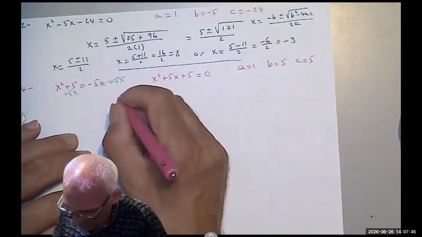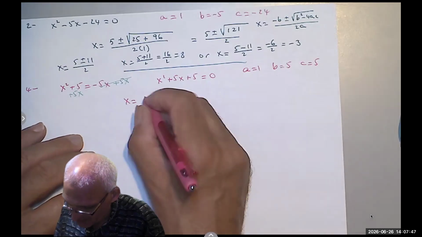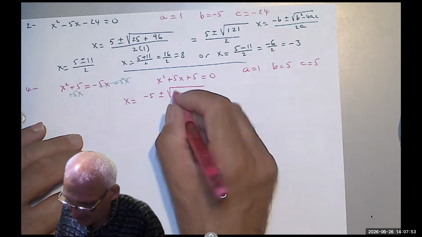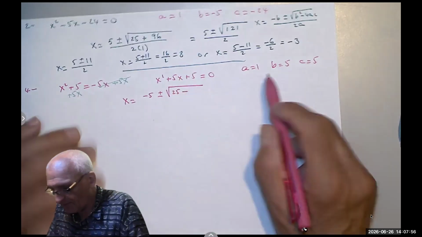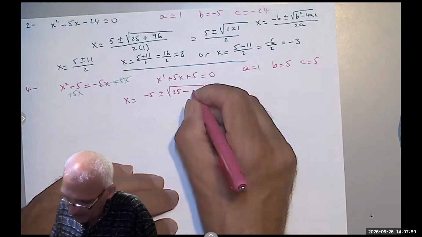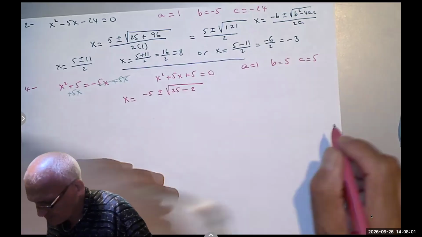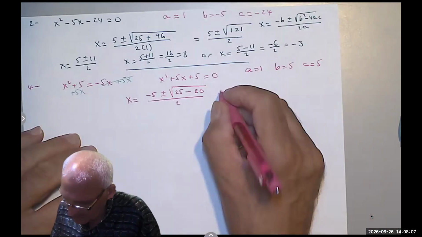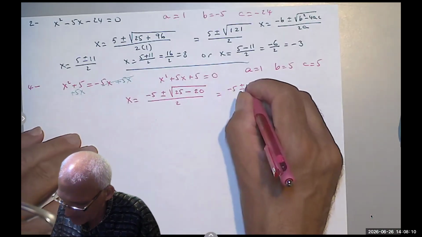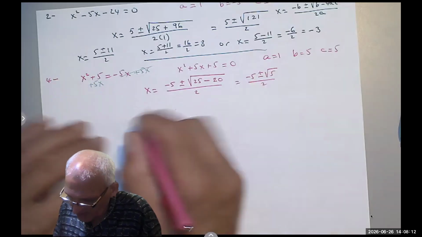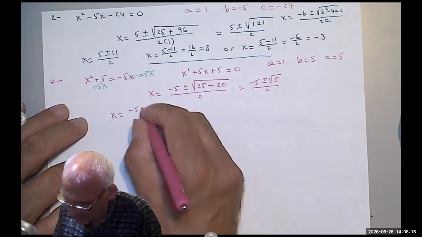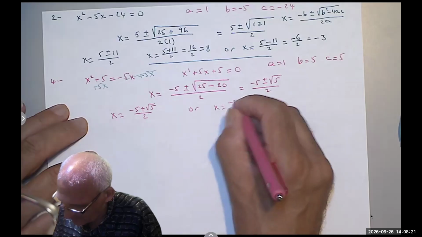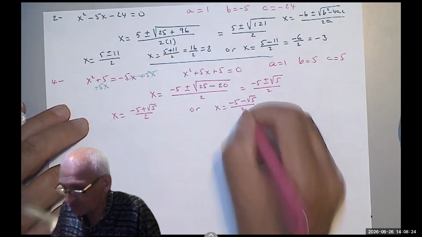So we write x equals negative b, which is negative 5, plus or minus the square root of b squared, which is 25, minus 4 times 1 is 4, times 5 is 20, right? Over 2, which is twice a. So I get negative 5 plus or minus square root of 5 over 2. So x equals negative 5 plus root 5 over 2, or x equals negative 5 minus root 5 over 2.